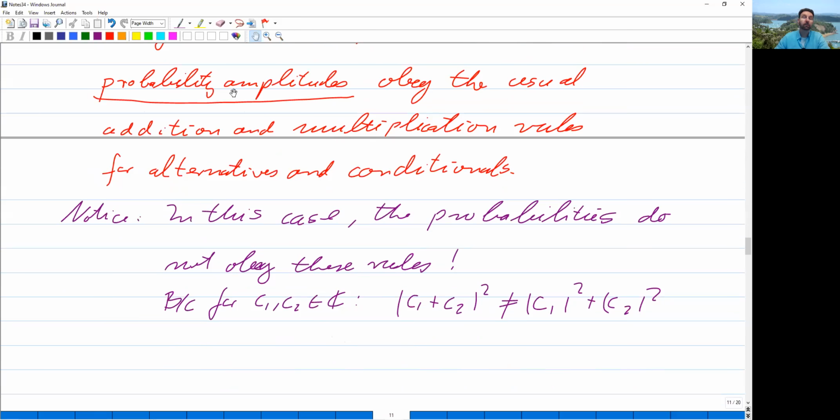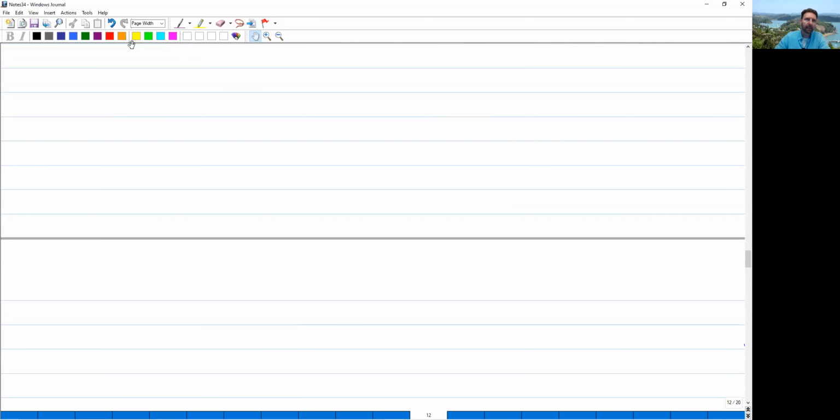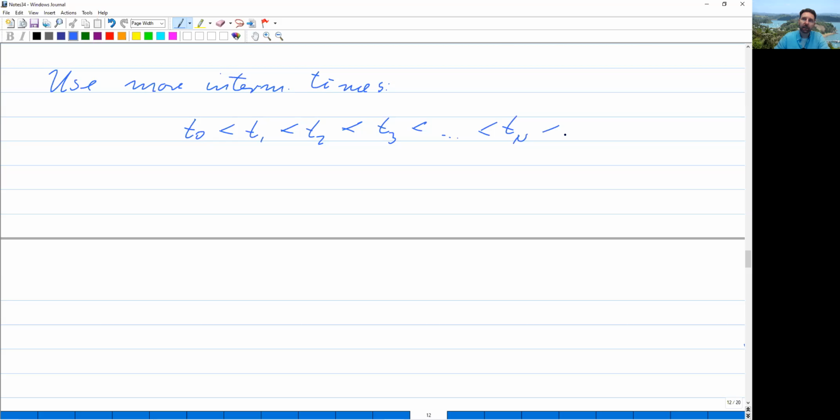Now, at this point, you may wonder, good, fine, but why is this useful? Here's how this becomes useful. Let us introduce more intermediate times. So T0 smaller than T1, smaller than T2, smaller than T3, smaller than ... smaller than Tn, smaller than T. Lots of intermediate times introduced. And then we can do what we did before.